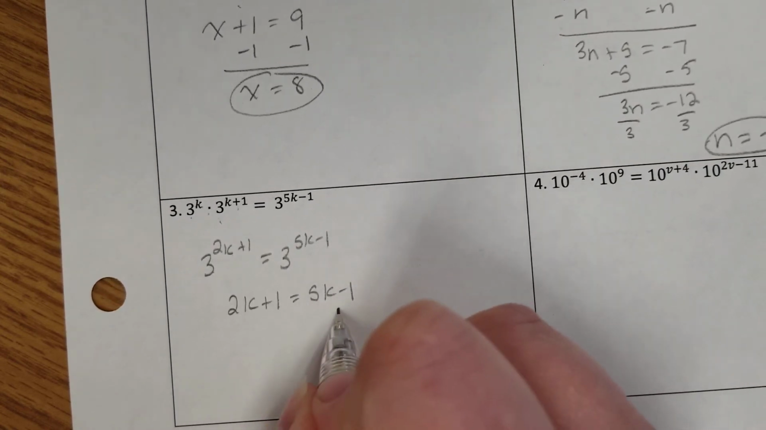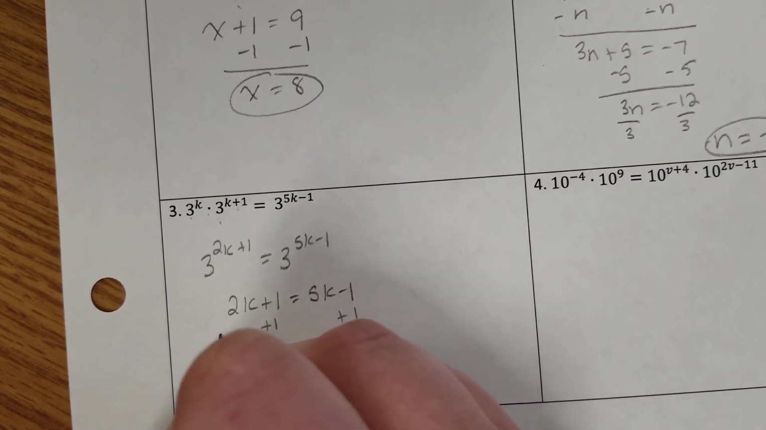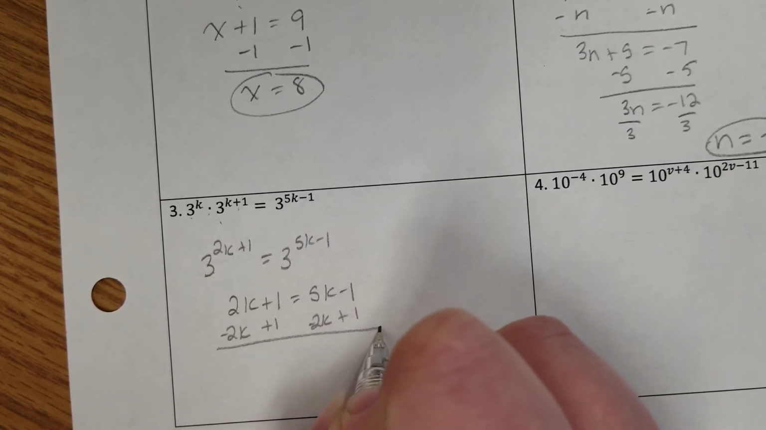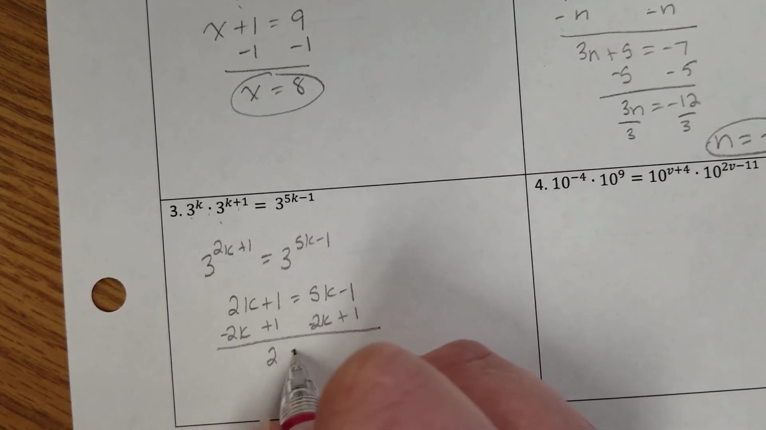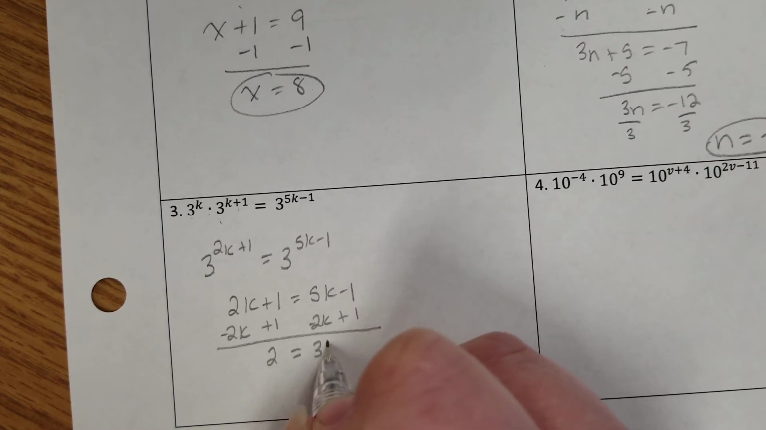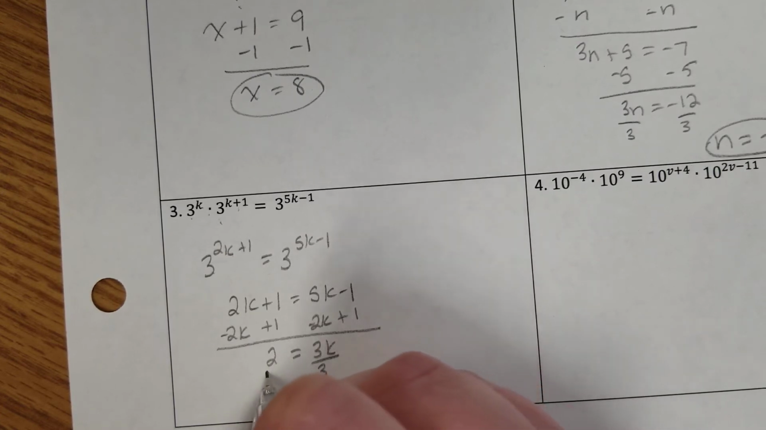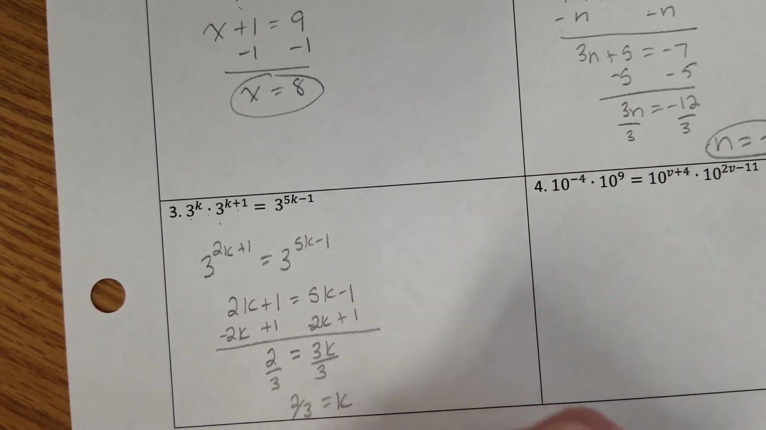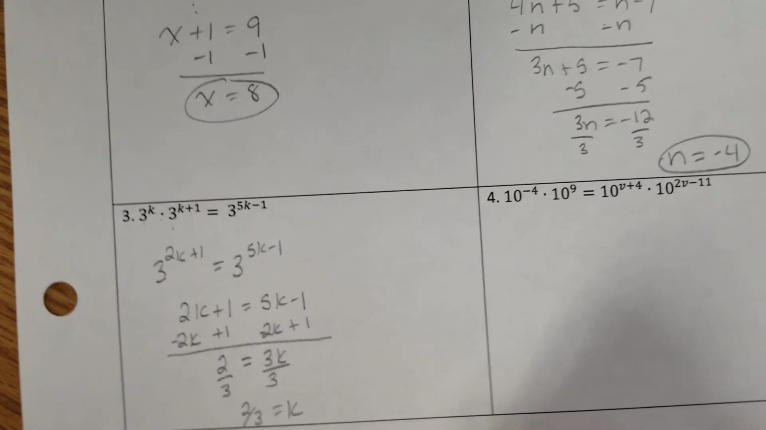All right, so we can add the 1 and subtract the 2k. Just to save some space, we'll do it all in one step. So we have 2 equals 3k, and we divide both sides by 3. So k equals 2/3.